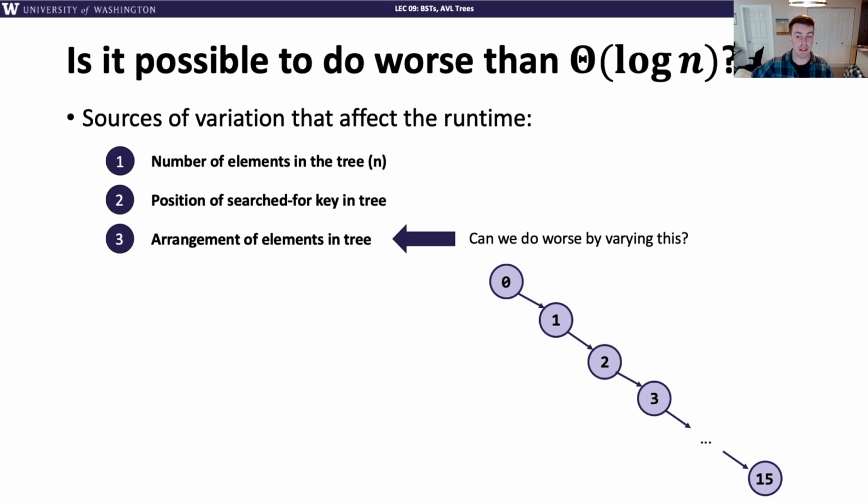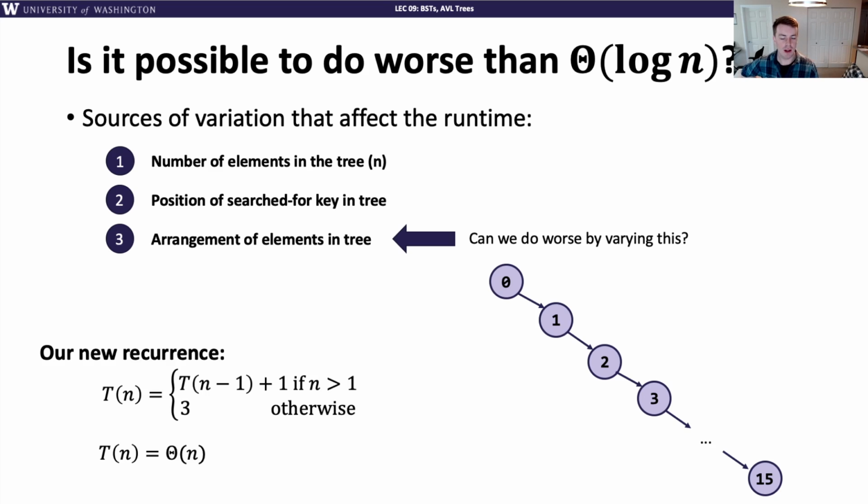So if there's n nodes in this tree, well, what is our recurrence going to be? Well, in this arrangement, let's say we're looking for a key that's at the bottom, because if we're looking at a key at the top, the arrangement doesn't matter. If the position of the key you're looking for is at the top of the tree, it doesn't matter if you're in this degenerate case tree or any other tree, you're just going to return right away.